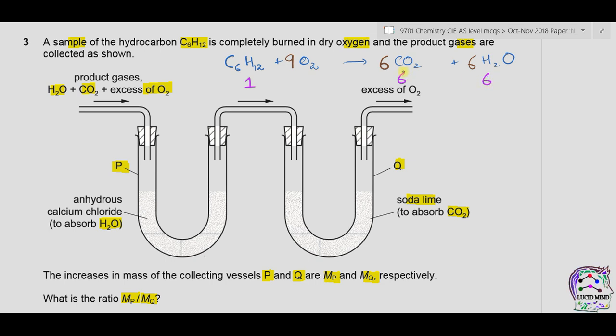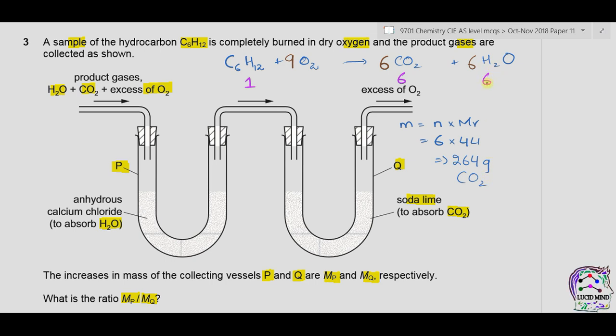Let's find the masses of the product that is formed. We have 6 moles of CO2. Now mass is equal to moles into molecular mass. Molecular mass of carbon dioxide is 44, 12 for carbon and 32 for oxygen. Number of moles is 6. So 6 into 44, it comes equal to 264 grams.